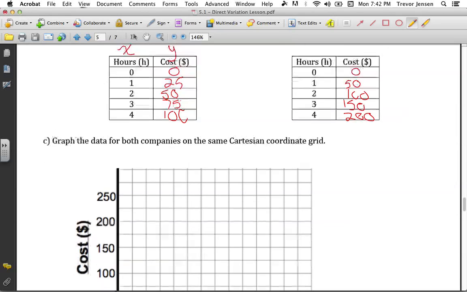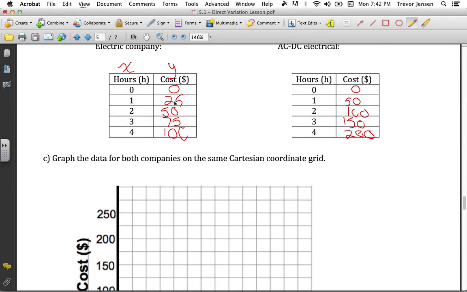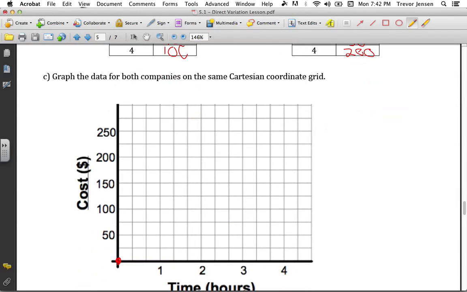After 1 hour, or for 1 hour of work, it costs $25. So I'll plot that point here. For 2 hours, it costs $50. For 3 hours, it costs $75. And for 4, it costs $100. And then I'm going to connect those with a straight line.